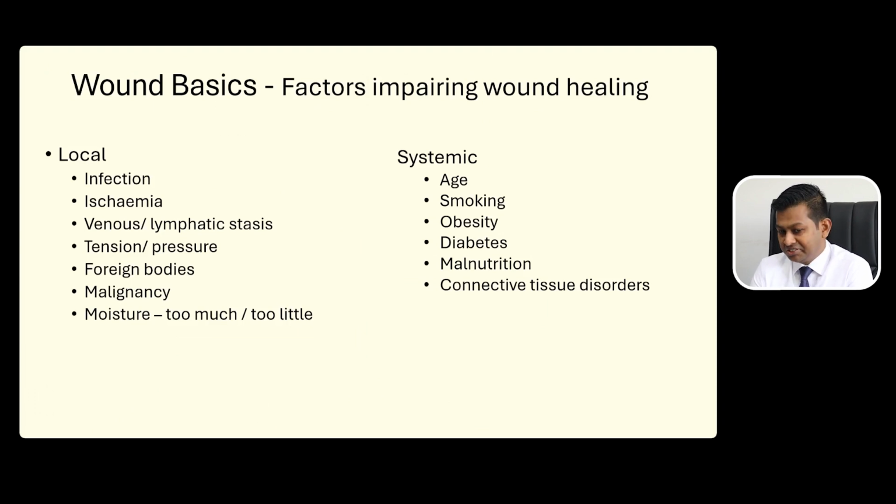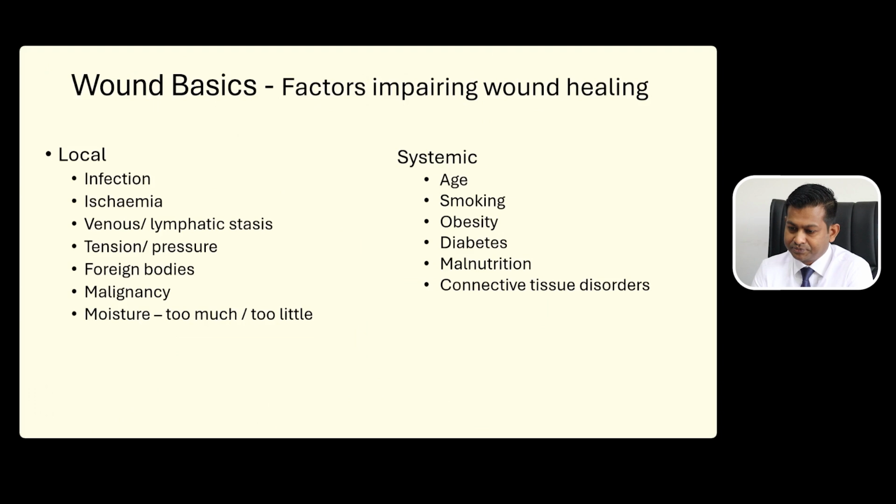If we become more theoretical, we can divide it into local and systemic. Local: if there's ongoing infection, if there are concerns about the blood supply, if there's congestion, venous congestion or lymphatic congestion, or if there's too much tension or too much pressure or too much movement at the site of the wound, it's not going to be helpful. If there are foreign bodies, if there's ongoing malignancy, or if it's too dry or too wet, healing is going to be impaired.